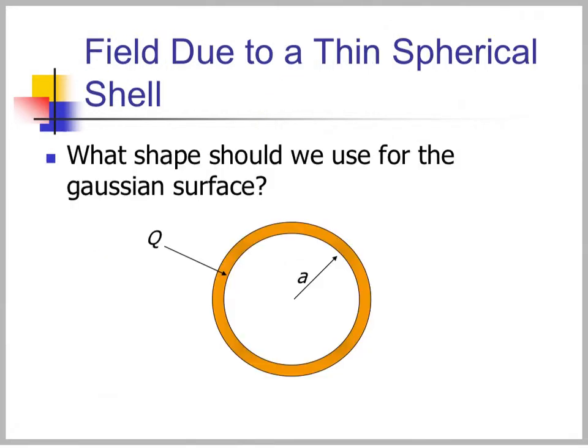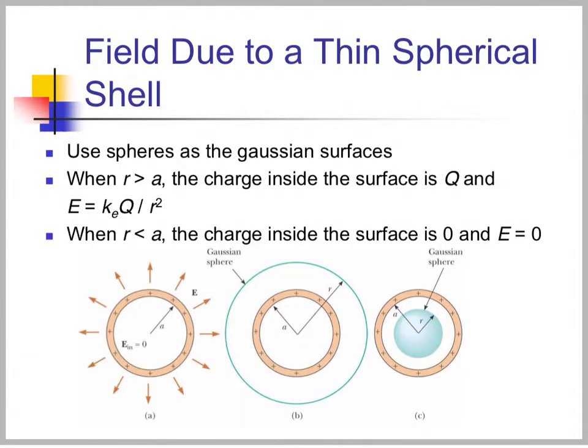So next, let's consider a thin spherical shell. Like a basketball is hollow on the inside and has a thin shell. And this thin shell has a charge Q on it and a radius a. So what shape should we use for the Gaussian surface? I'll give you a few seconds to think about it again. Okay, have you thought about it? Let's go on. We're going to use, again, spheres, because if it's a spherical shell, it still has spherical symmetry.